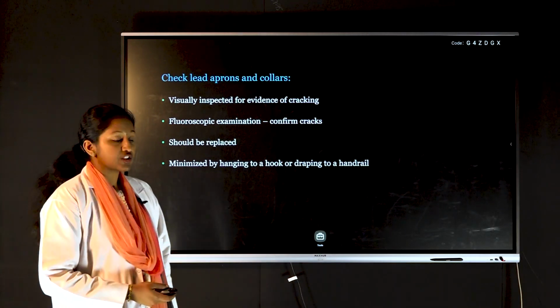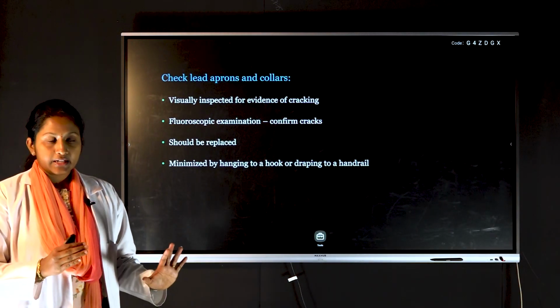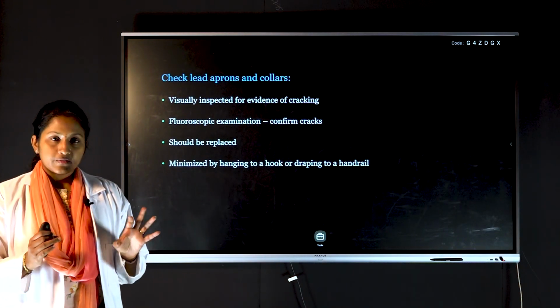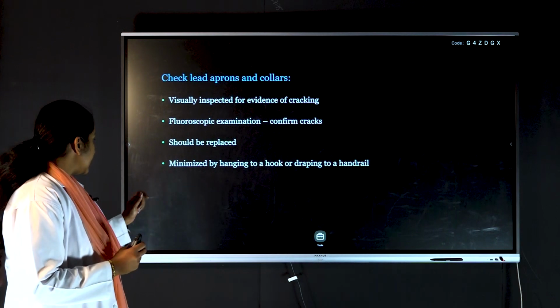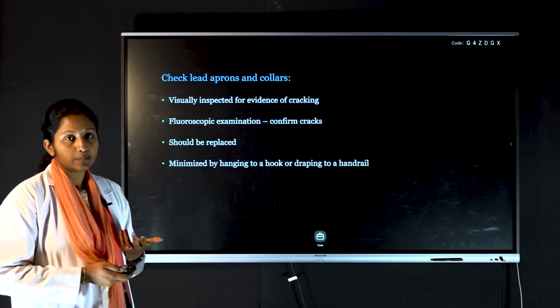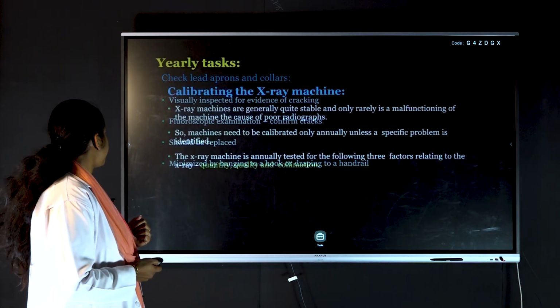Next, checking the lead aprons and collars. So the lead aprons and collars should be checked for the presence of any damage. In order to prevent such damage, they should be nicely hung onto a hook on a handrail. Any damaged equipment should obviously be replaced.